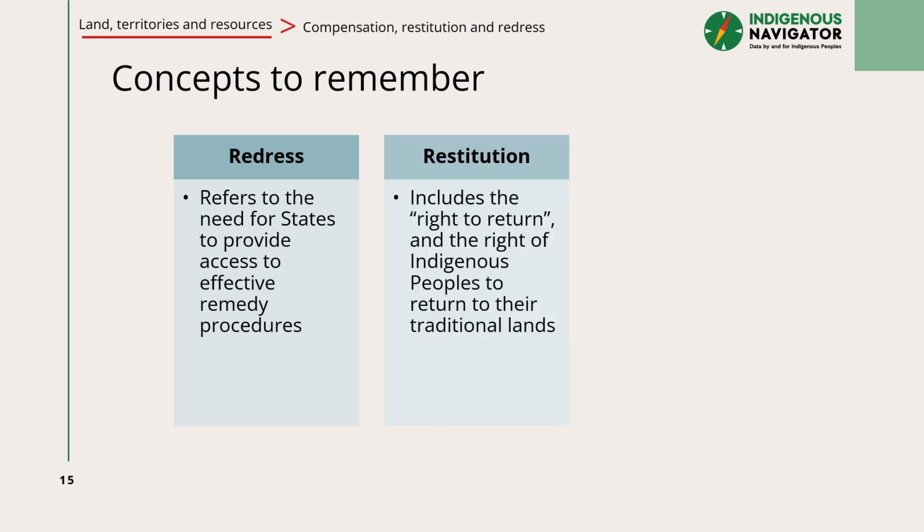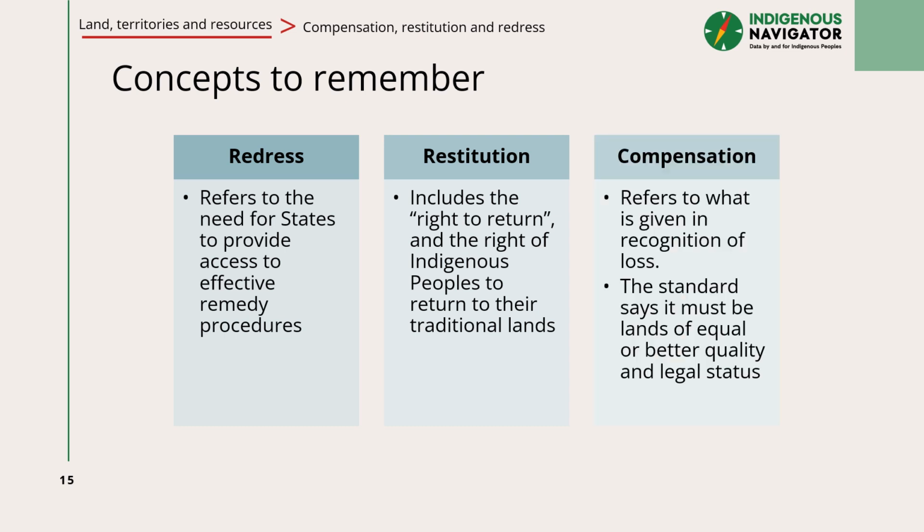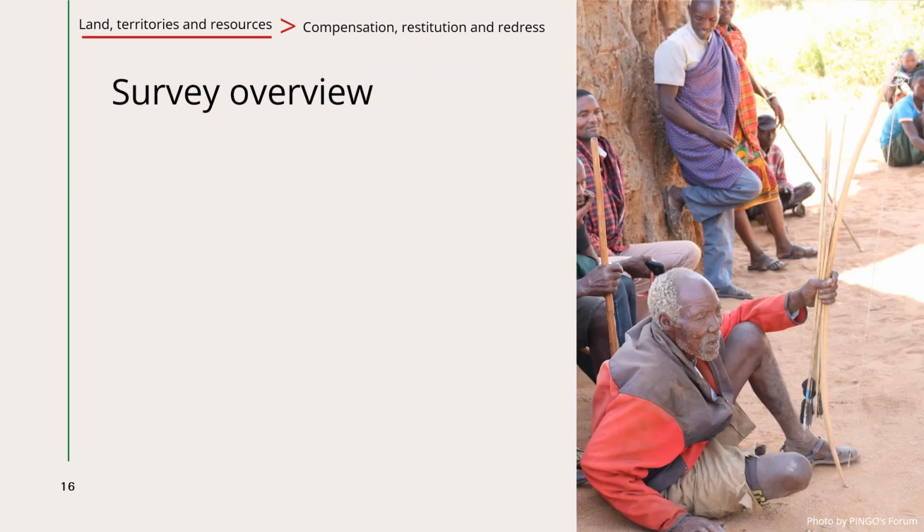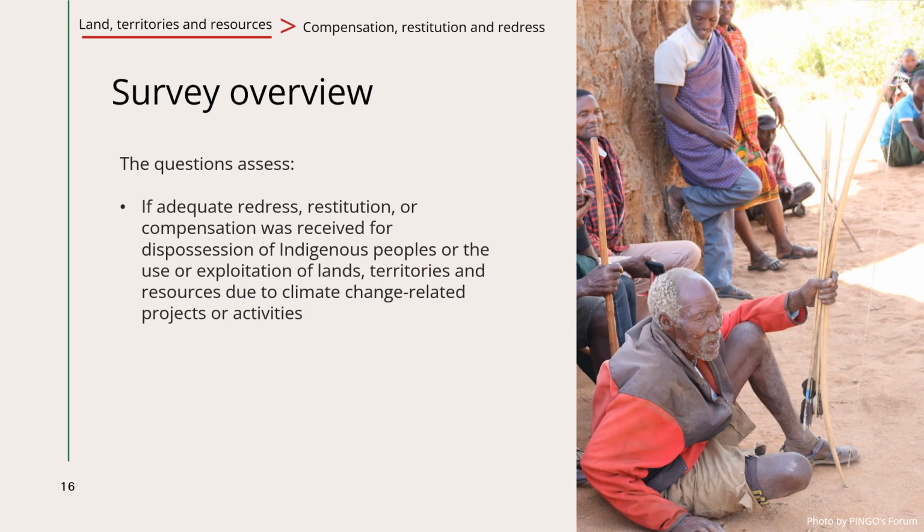Restitution includes the right to return and the right of Indigenous peoples to return to their traditional lands. Compensation refers to what is given in recognition of loss. The standards say that it must be lands of equal or better quality and legal status. The questions assess if adequate redress, restitution, or compensation was received for dispossession of Indigenous peoples or the use or exploitation of lands, territories, and resources due to climate change-related projects or activities.